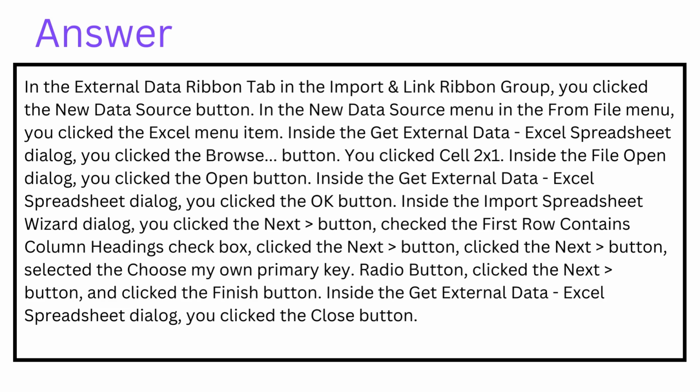Check the First Row Contains Column Headings checkbox. Click the Next button. Click the Next button. Select the Choose my own primary key radio button. Click the Next button and click the Finish button. Inside the Get External Data - Excel Spreadsheet dialog, you click the Close button.